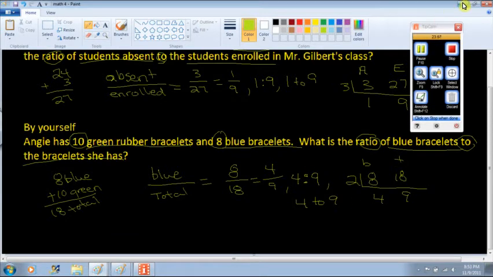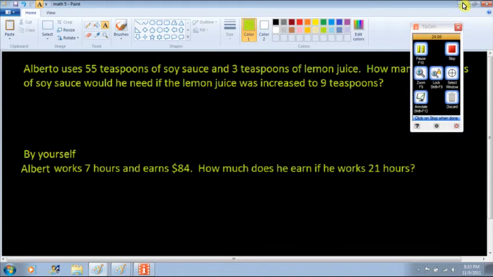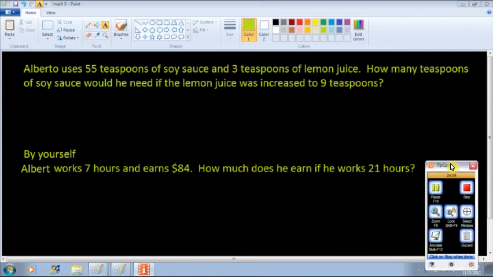I'm going to do one more problem. And again, it's going to be slightly different. We'll work out the first one together. And then the second one, hopefully you give it a try yourself. If not, you can, of course, just follow along.